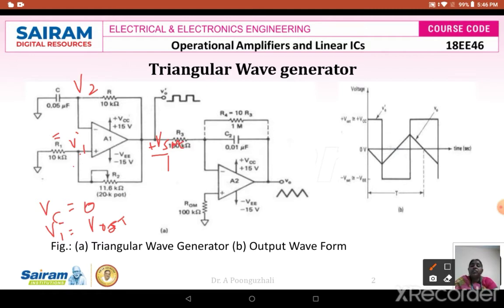When my output is at plus Vsat, the current is going to flow through the circuit like this. So when the current flows through the circuit like this, here it will come and get divided into two parts. So two branches, so it is going to divide into two.